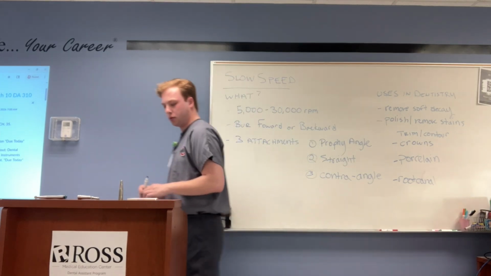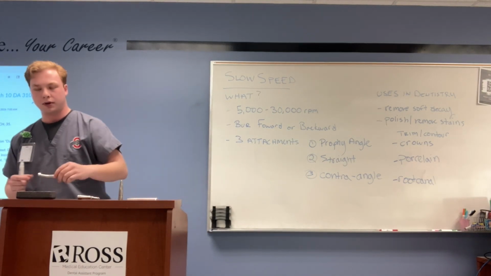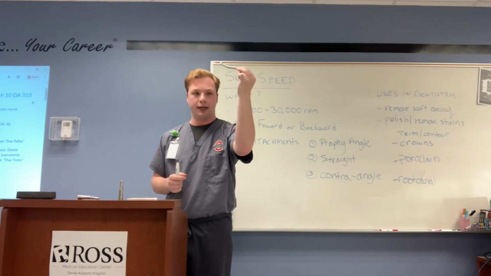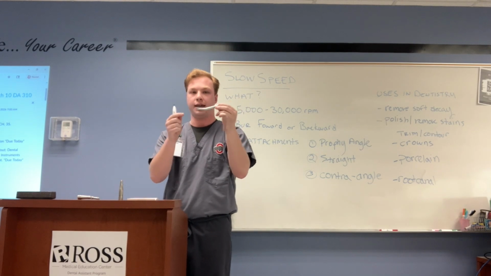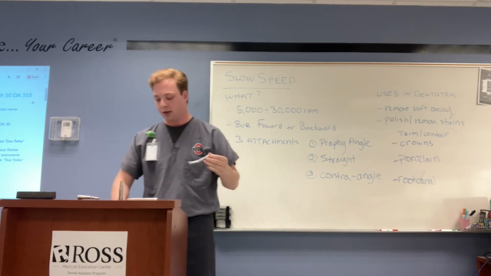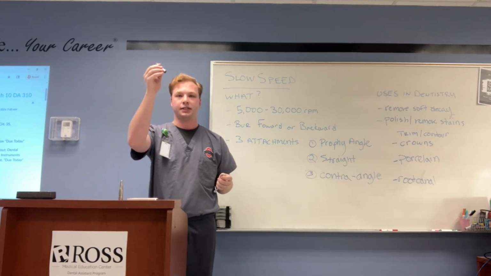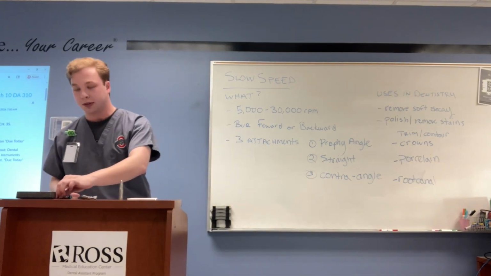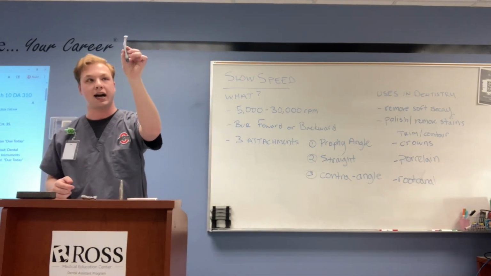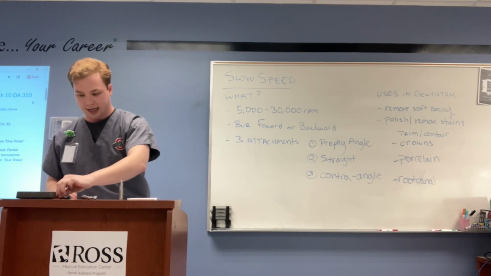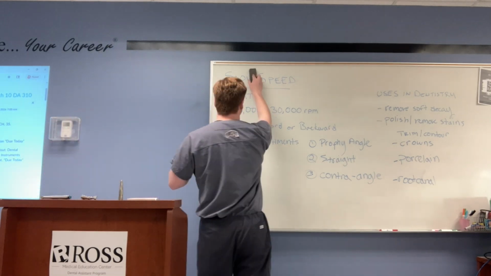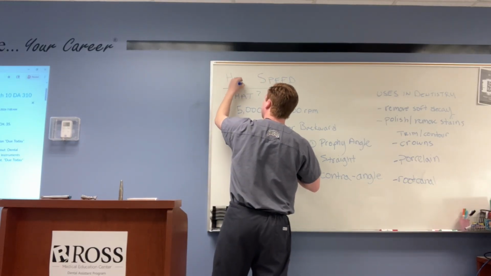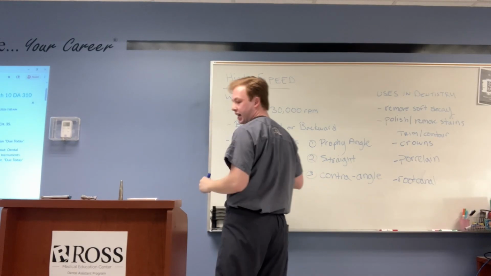So when we're doing that, our straight or high-speed handpiece, it's one unit. It's one thing. You can't take it on or off anything. Whereas this, you can put a lot of different things on it. This is its one single thing. So this is the high-speed handpiece, or a high-speed contra angle handpiece. So high speed.